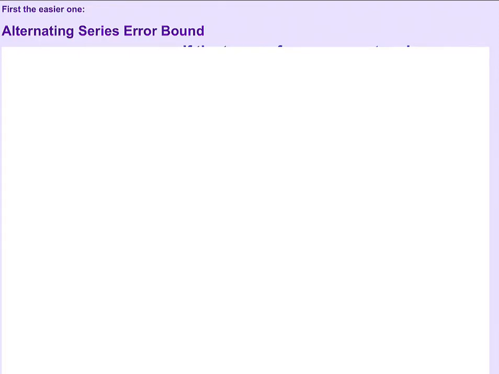The first error bound we're going to look at is the easier one, the alternating series error bound. And really important to note, this is only going to help us for alternating series, which means series whose terms switch off signs: positive, negative, positive, negative. So here is the alternating series error bound.